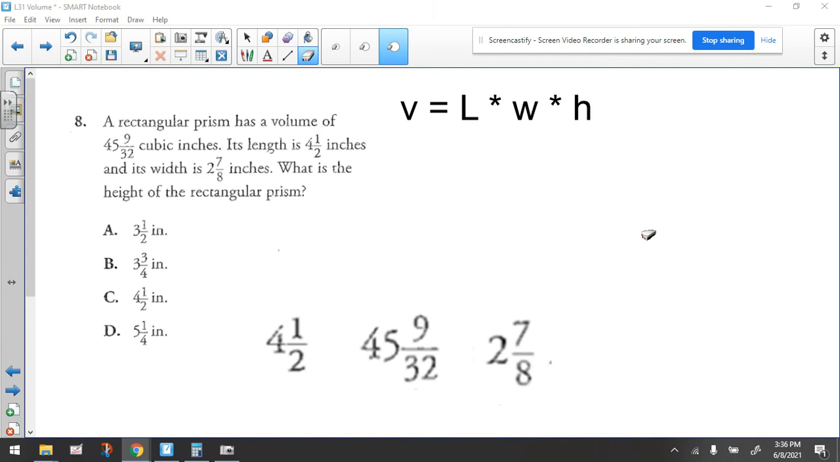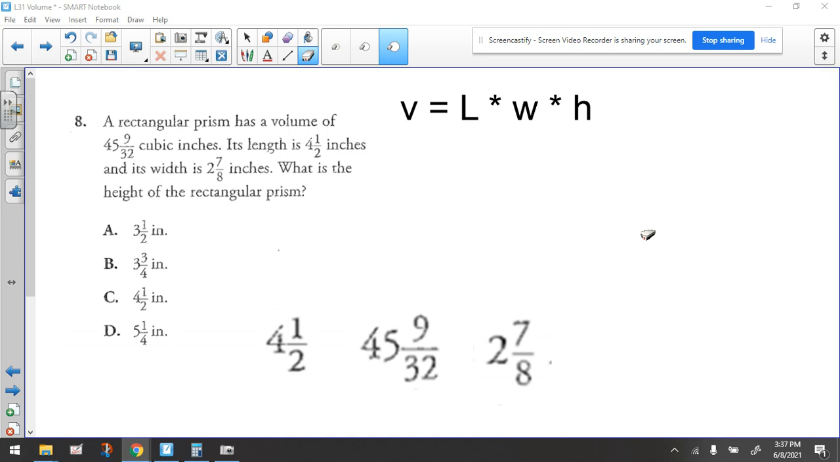Hey everybody, we're looking at number 8 from the L31, and at first it doesn't seem like it's going to be that bad, but then when you get into it, the numbers get kind of big, so I thought I'd just help you through it. It says a rectangular prism has a volume of 45 and 9/32 cubic inches. Its length is 4.5 inches, and its width is 2 7/8 inches. What is the height of the rectangular prism?